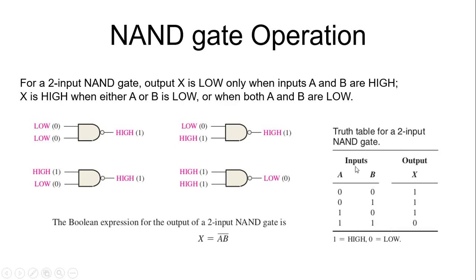The operation of a NAND gate can be summarized in a truth table. So again, we have two inputs, we have four combinations, and this is the output column. For 0 0, the output is 1. For 0 1, the output is 1. For 1 0, the output is 1, and for 1 1, the output is 0. When both the inputs are high, both inputs are 1 1, the output is 0. This is the operation of a NAND gate.